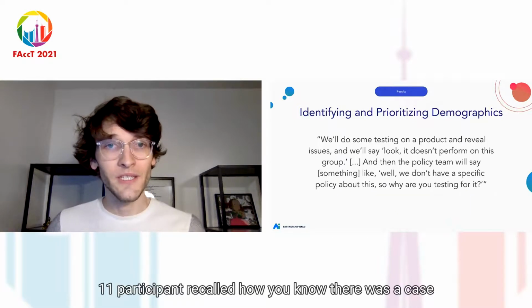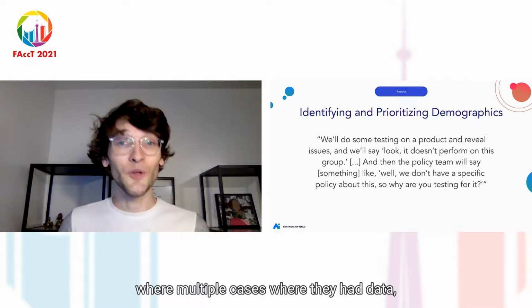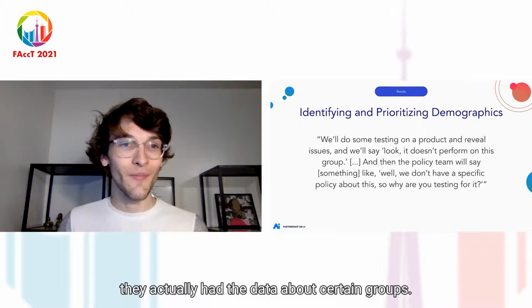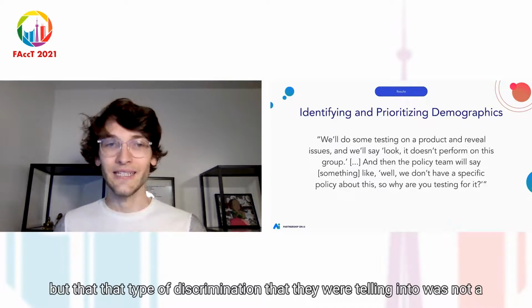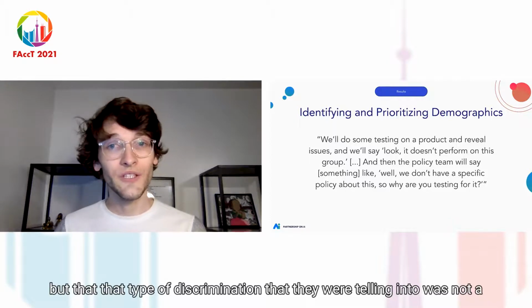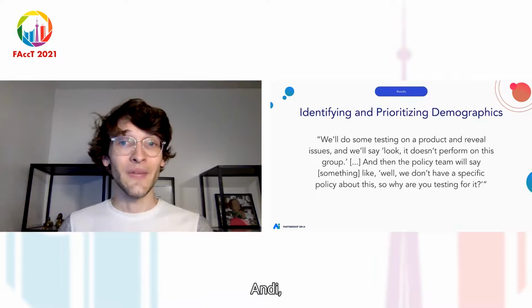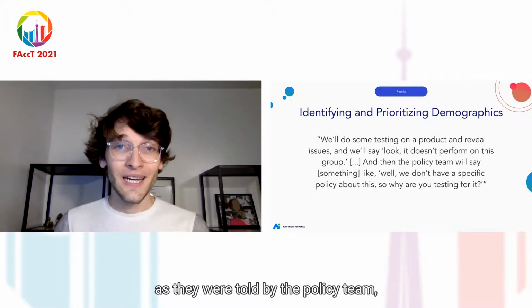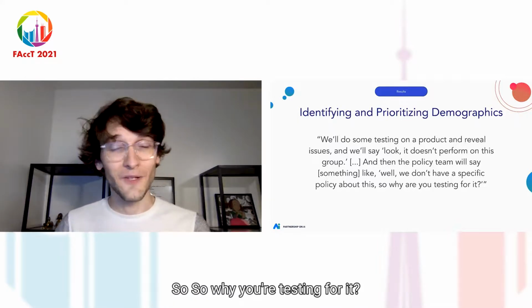One participant recalled multiple cases where they actually had the data about certain groups, but the type of discrimination they were delving into was not a type that their organization was really worried about. As they were told by the policy team, we don't have a specific policy about this, so why are you testing for it?